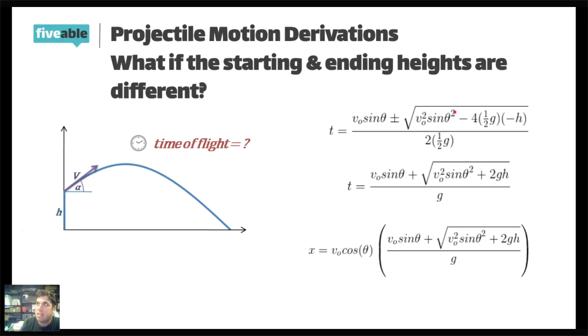So in this case, we've got 4 and 1/2. Can simplify it to 2. The denominator makes it easier and stuff like that. And we get this t equals v sine theta plus v naught squared sine squared theta plus 2gh over g.